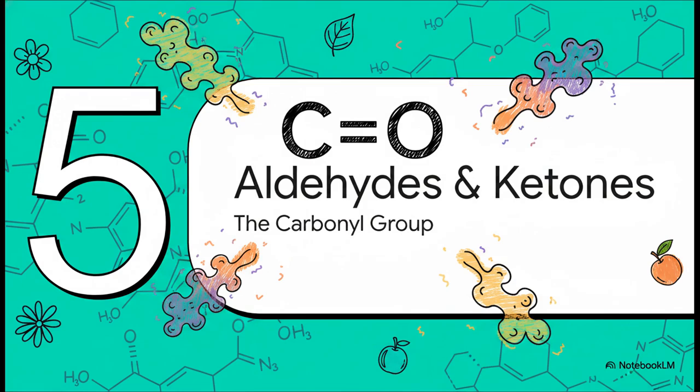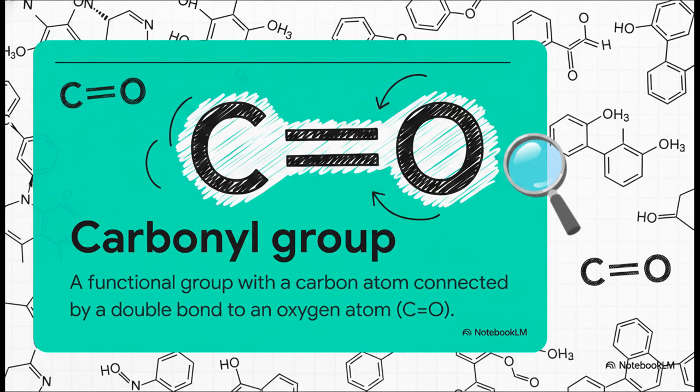Section 5. Aldehydes, ketones, and carbonyls. This next chemical neighborhood is heavily found in nature and boasts some of the most distinct smells in all of organic chemistry. But before we meet the molecules, we've got to understand their anchor. A carbonyl group is a functional group consisting of a carbon atom connected by a double bond directly to an oxygen atom. That double bond, C=O, is the defining feature here, and it is the rock-solid foundation for both aldehydes and ketones.